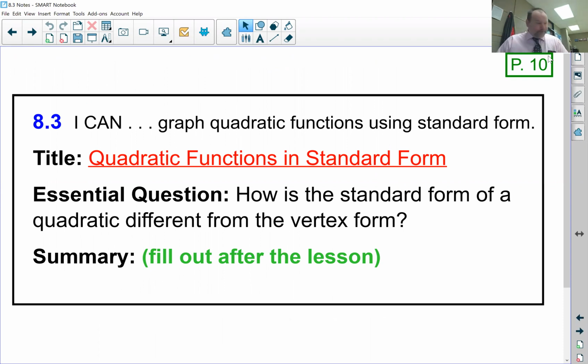All right, so for 8.3, we're dealing with quadratic functions in standard form now, rather than vertex form. And we're going to do very much what we did when we had it in vertex form. We're going to find the vertex, we're going to find the axis of symmetry, and we're going to do some graphing. All sorts of fun stuff. We're going to start with some definitions and formulas.